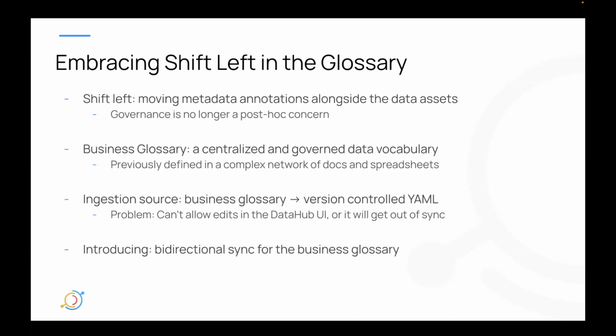It's all about moving the metadata annotations and all of this other information about your data assets to live alongside your data assets. And often the definitions for those things live in Git. And so Git is the place to put that metadata as well. And the benefit of shift left is that governance is no longer something that is an afterthought. It is embedded alongside the remainder of your processes around data.